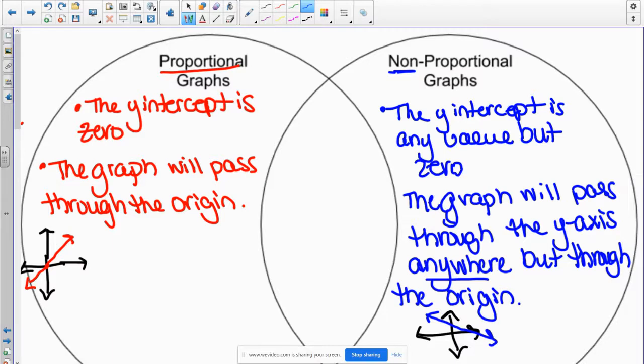Okay, and then the top two is maintains a constant rate of change, and the graph makes a straight line. So that is for both of them. It doesn't matter if it's proportional or non-proportional. You can kind of see that I made a proportional graph on the left side and a non-proportional graph on the right side. And notice that the graphs are both straight.